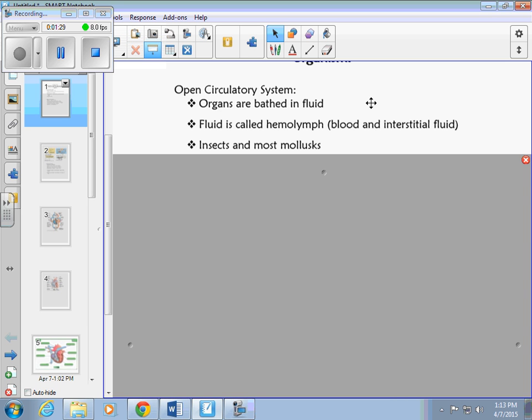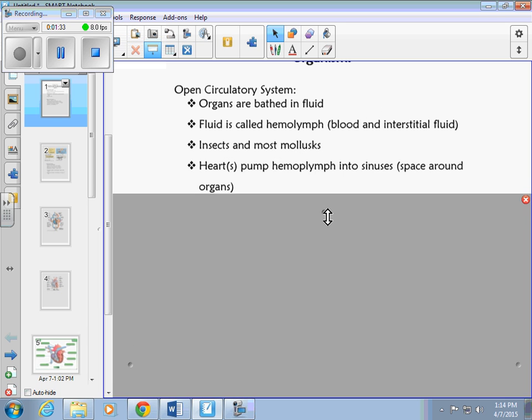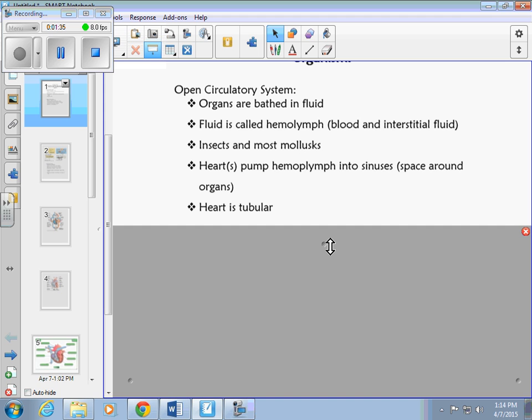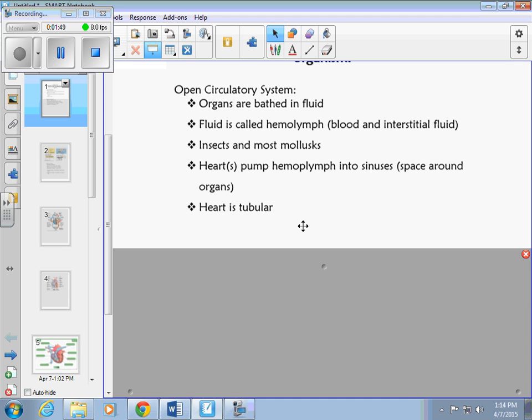Insects and a lot of mollusks like clams have open circulatory systems. They do have a heart, in some cases more than one heart, and it will pump that hemolymph into the spaces that surround their organs. The heart is a tubular structure, so it's not one like ours that has 4 chambers, but more of a tubed heart, a very small structure that will pump this hemolymph in one direction.